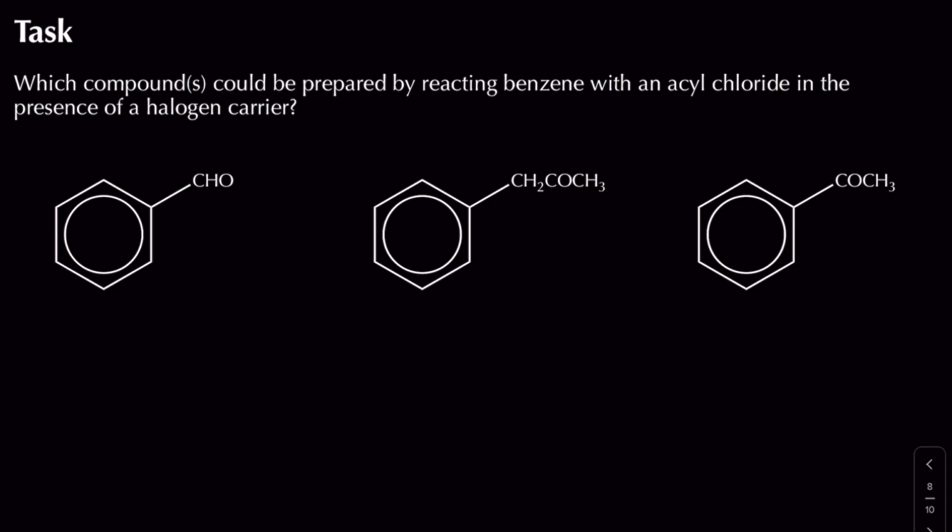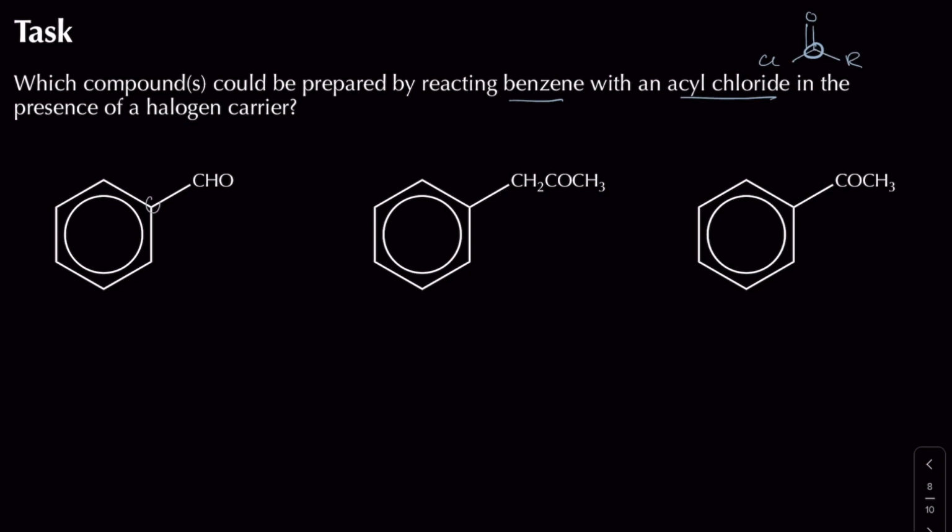Moving on, feel free to pause the video and have a go at the following. In this question, we're asked which compounds could be prepared by reacting benzene with an acyl chloride. Remember, it's the group with a carbon-oxygen double bond bonded to a chlorine, and on the other side we can have any alkyl group that we want. It says acyl chloride in the presence of a halogen carrier catalyst, and we need to think about each of these structures, because the bond forms to the carbon atom that is double bonded to an oxygen, and to do that we need to look at the displayed or skeletal formula itself.